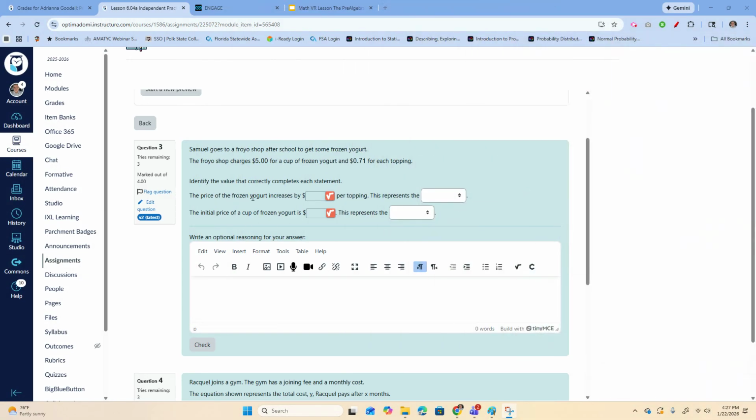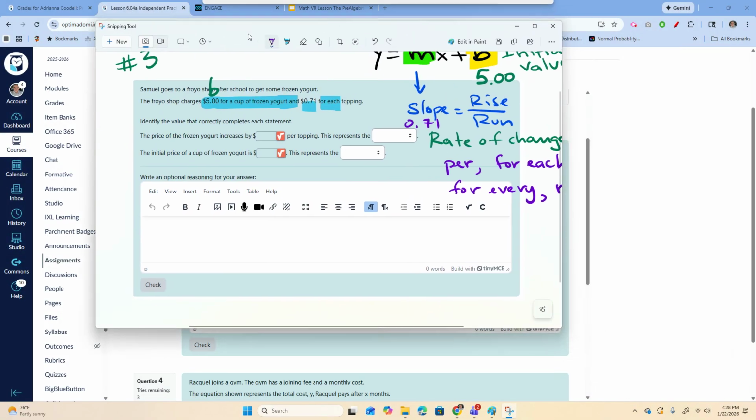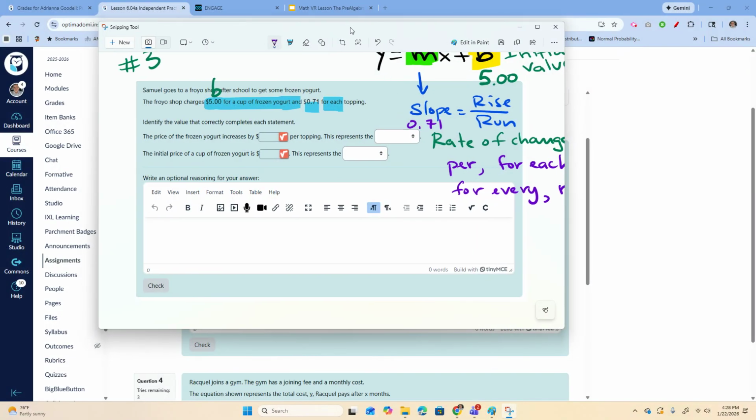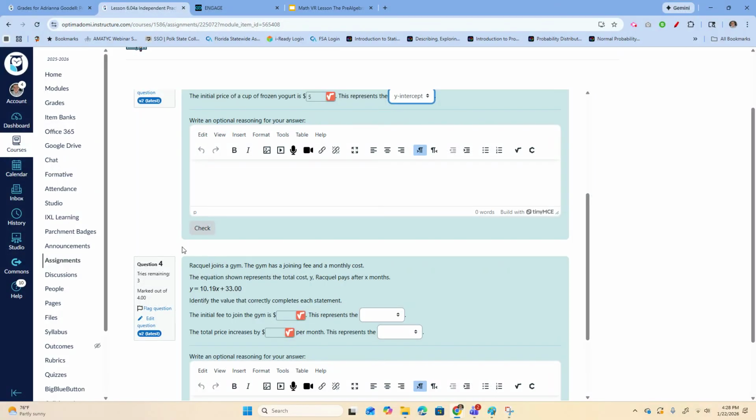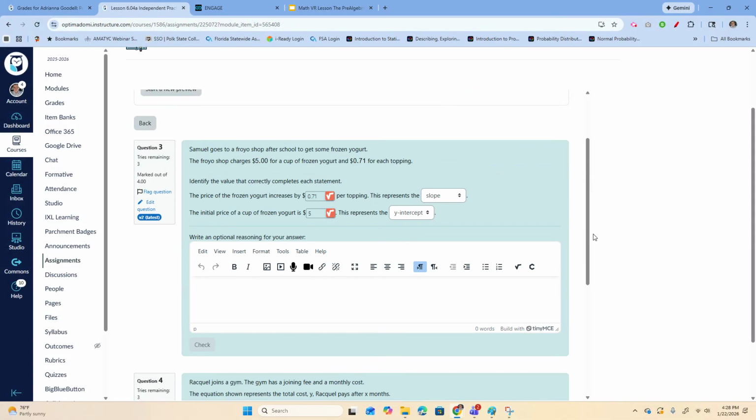So the price of a frozen yogurt increases. Now, why increases? You can see that the slope is positive. 0.71 is positive. That means that the price is going up. It's going to be 0.71, so 71 cents. And this represents the slope. And the initial price of a cup of frozen yogurt is $5, and this represents the y-intercept. And here is how we do it. And that's question number, I believe it was number 3.